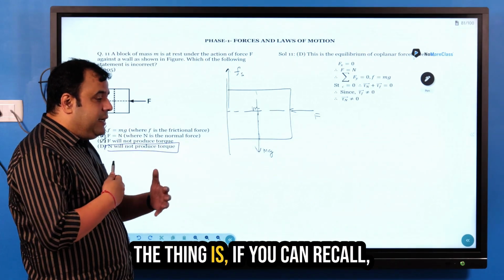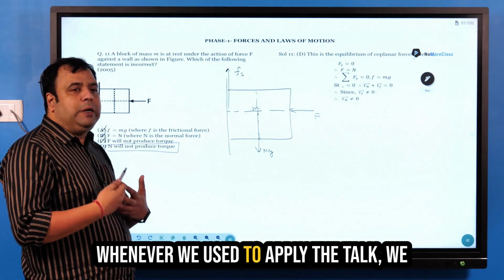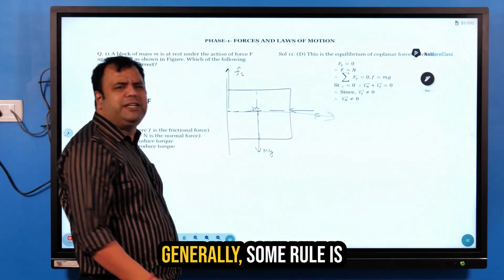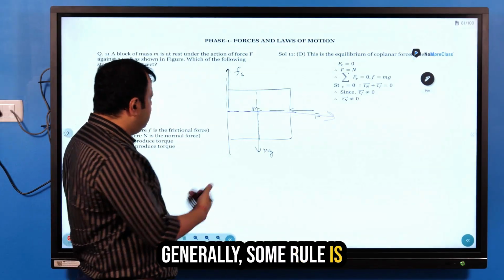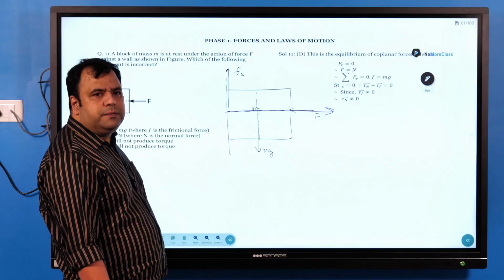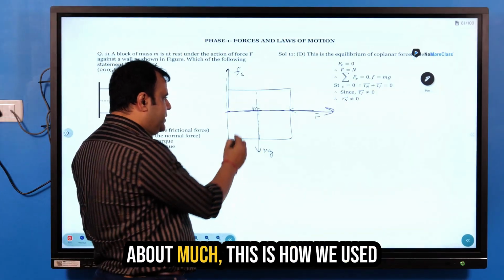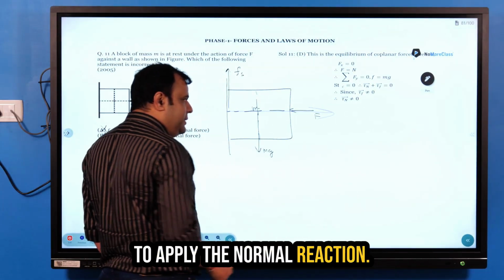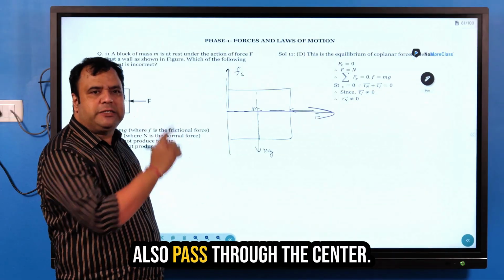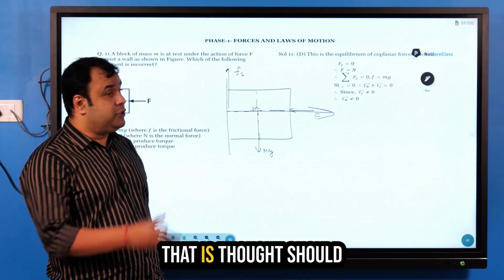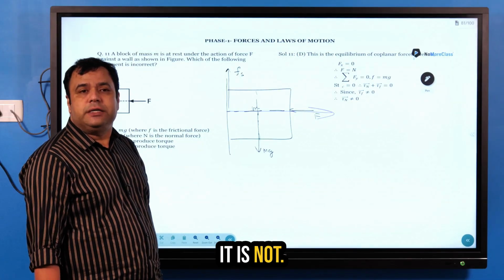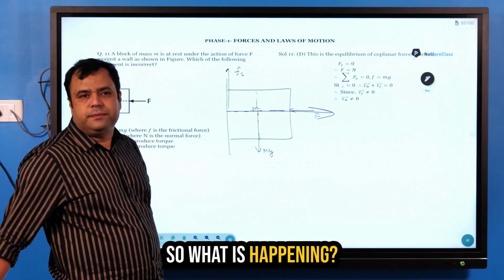The thing is, if you can recall, whenever we used to apply the normal, we generally used to apply it at the center. Thumb rule is to apply the normal direction passing through the middle. So generally, when we don't think about it much, this is how we apply the normal reaction. If I'm applying the normal reaction this way, it will also pass through the center, so its torque should also be zero, but it is not. So what is happening?